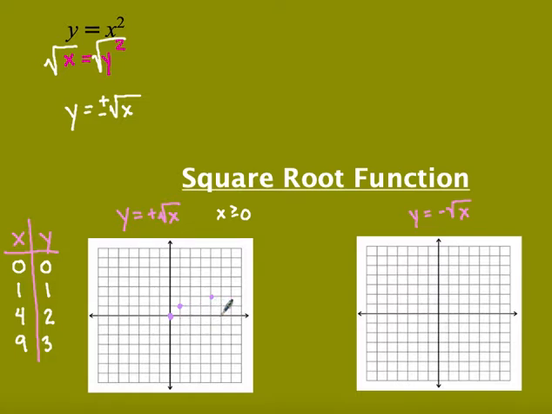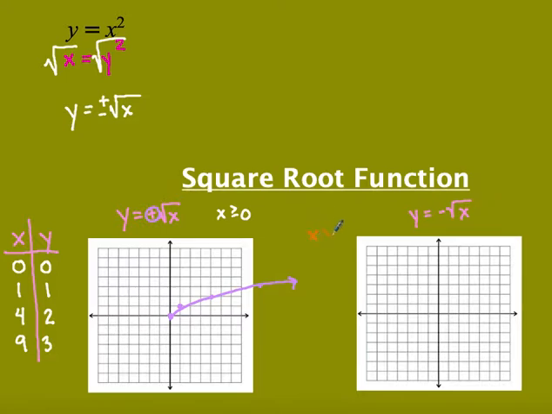Counting 1, 2, 3, 4, 5, 6, 7, 8, 9, it's going to go up to 3. So you can see that I'm getting this curved function, but I'm only seeing part of it because I only graphed right now the positive of the square root of x. So now I'm going to come over here and look at the negative value of it.